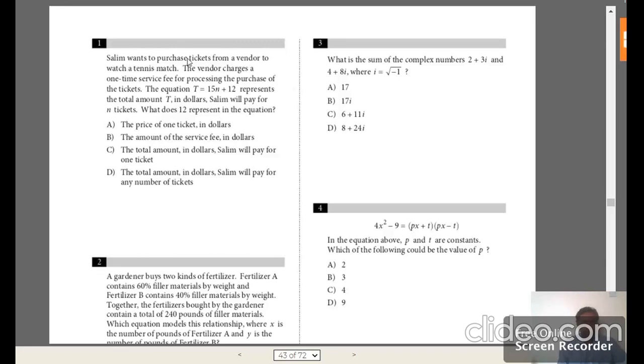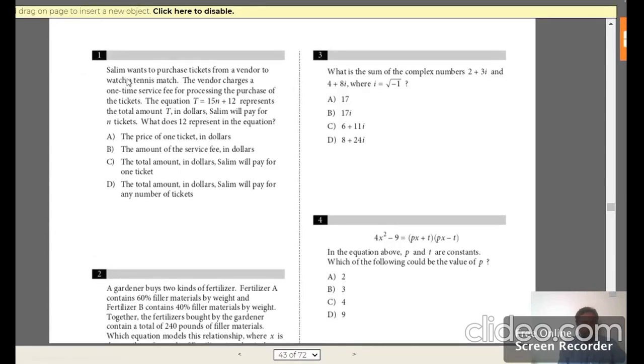Salim wants to purchase tickets from a vendor to watch a tennis match. The vendor charges a one-time service fee. Just read the question, comprehend what is given, and then go with the options. Keep in mind that the one-time service fee is what the vendor is charging at the ticket counter. The equation is given to us.